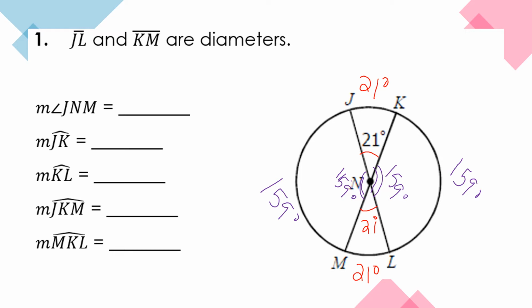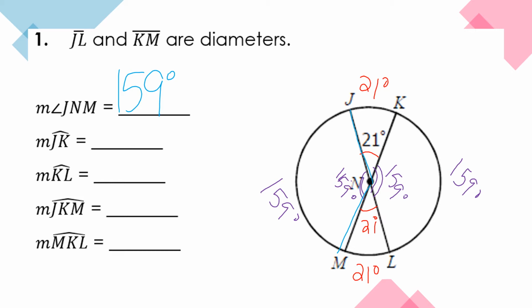So let's look at what they asked us to find. So the first thing was the measure of angle JNM. Make sure you go specifically in that order. Start at J, go to N, and then go to M. So that's that angle on the left, which is 159 degrees.